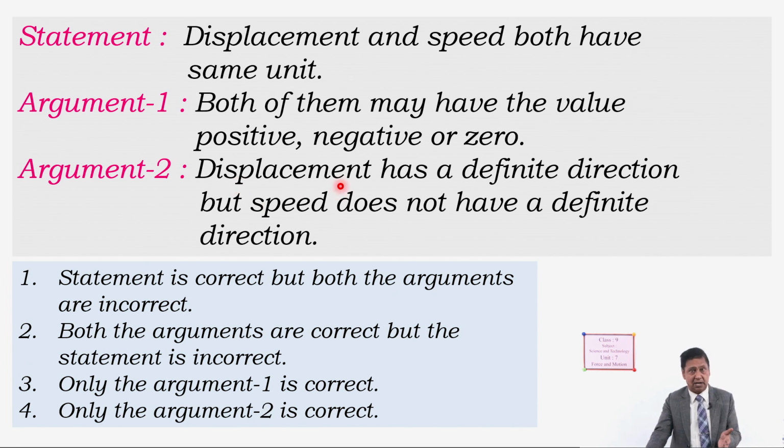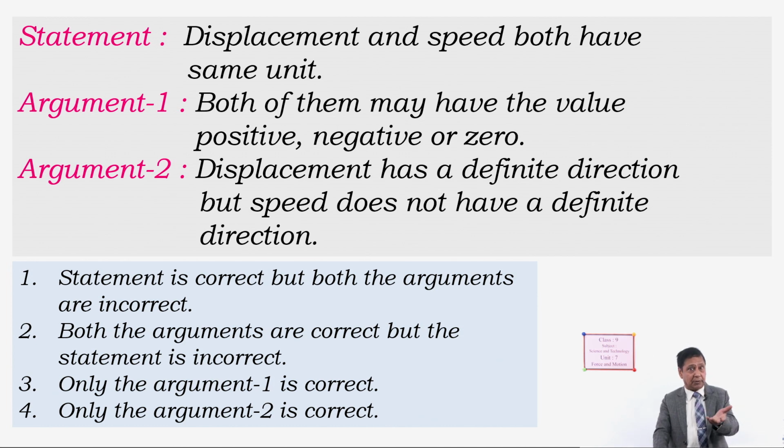It has a definite direction, and speed is a scalar quantity. That's why it has no definite direction. This is correct. That's why we will select this 4th option out of these 1, 2, 3, 4. Okay. Now let's talk about another type of motion also.